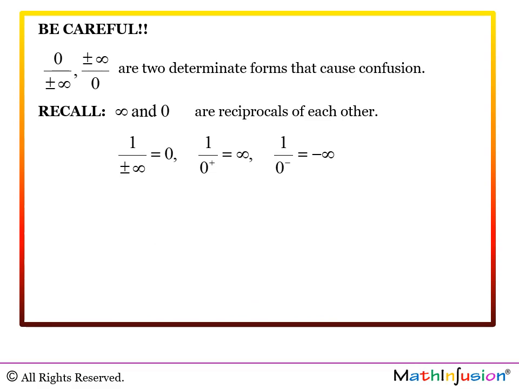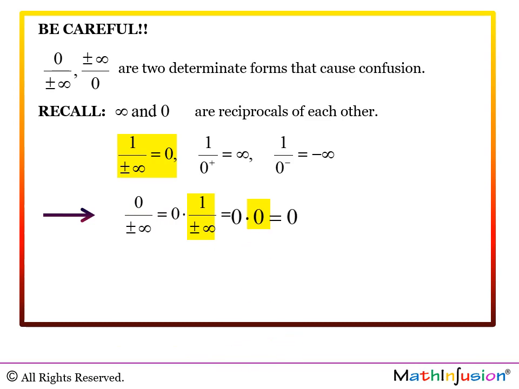1 over plus minus infinity is 0, 1 over 0 plus is infinity, and 1 over 0 minus is negative infinity. 0 over plus minus infinity is just 0 times 1 over plus minus infinity, but 1 over plus minus infinity is 0. And I get 0 times 0, which is 0. That's why this is a determinate form, but it's a very confusing one.